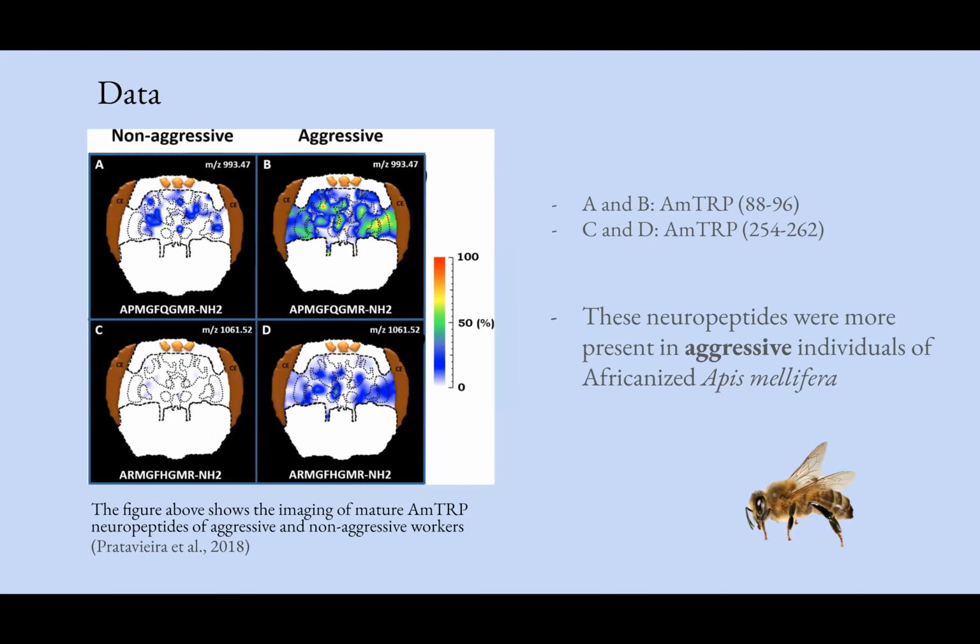The figure on the left shows the imaging of mature AMTRP neuropeptides of aggressive and non-aggressive honeybees. Sections A and B show the brain images of non-aggressive and aggressive bees with AMTRP 88 through 96 highlighted in color. Sections C and D show the brain images of non-aggressive and aggressive bees with AMTRP 254 to 262 highlighted in color. As you can see, the aggressive individuals showed brain images that had more of the AMTRP neuropeptide than that of the non-aggressive individuals.